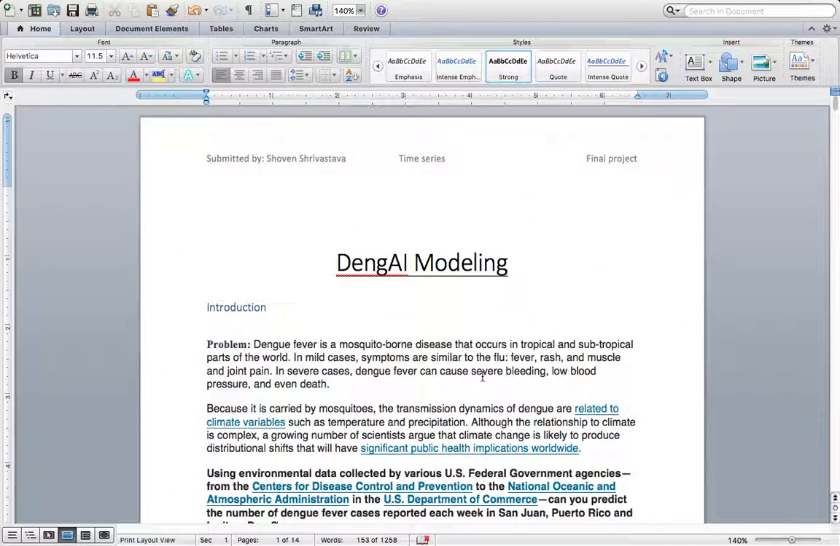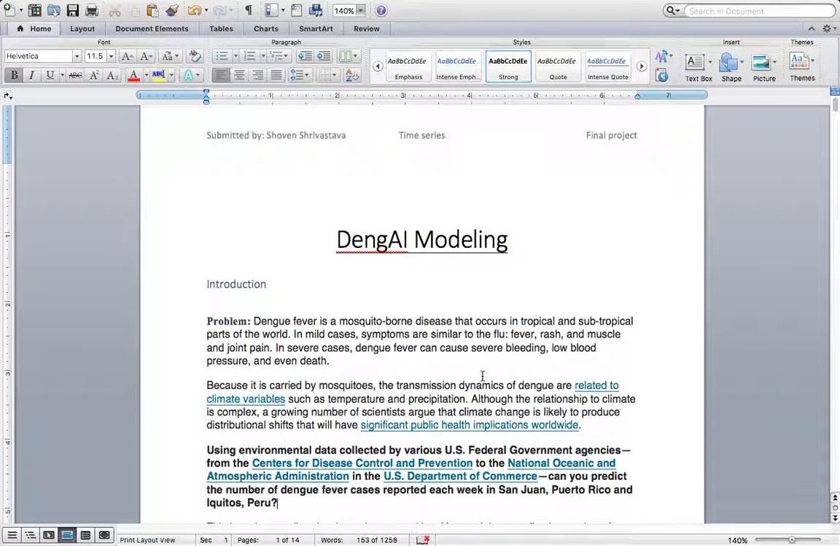Hi, this is Shoven Shrivastava, and this presentation is for the final project that we have been doing for the time series course at Northwestern. This project is to predict the total number of cases of dengue fever in certain Pacific area and the Southeast Asia region.